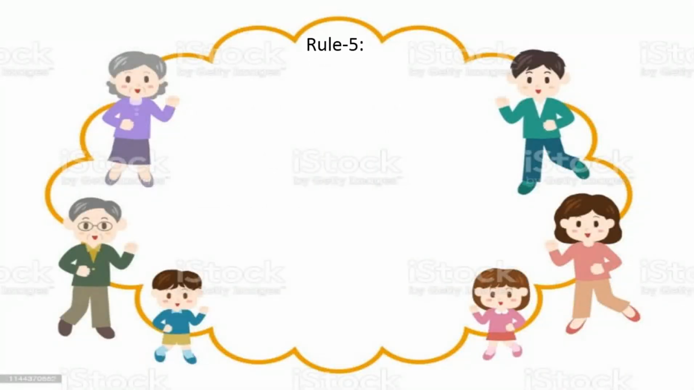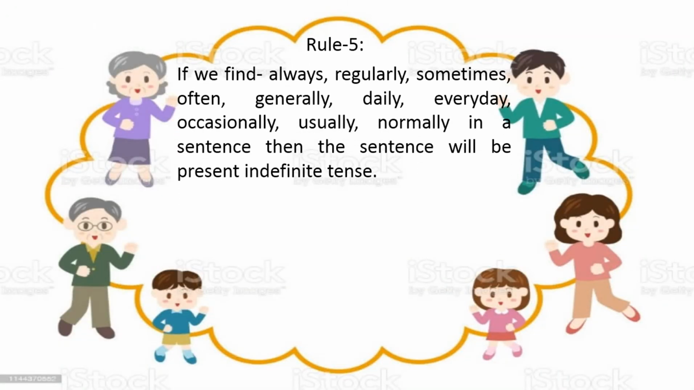Okay, so rule number 5. If we find always, regularly, sometimes, often, generally, daily, every day, occasionally, usually, normally in a sentence, then the sentence will be present indefinite tense. You have to remember it, you have to memorize the words. If we find these words in a sentence, this sentence will go for present indefinite tense. So let's have some examples.